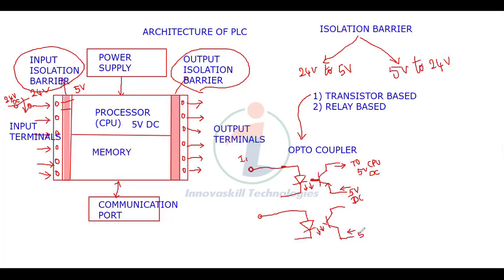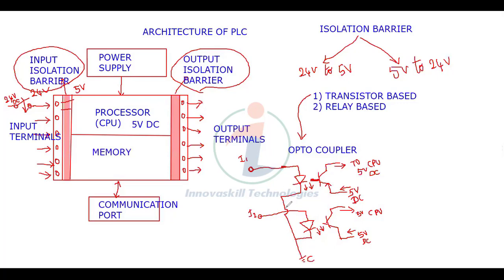Like this again here, 5 volt. So this will be given from the second input like that. So this will be converted and it will be given to CPU. Now this is input 2 like that. For every input there will be separate arrangements like this, and this will be commonly connected and grounded. So this terminal will be called as common.